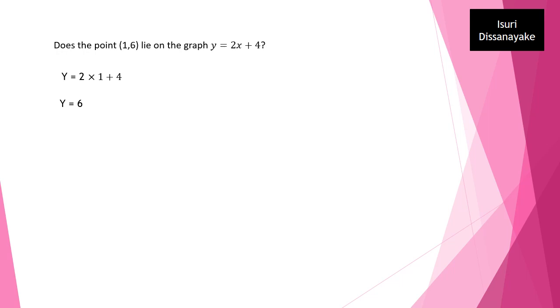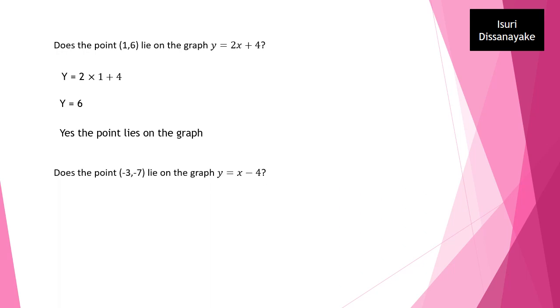I'm not going to show this graphically. If you want, you can assign some x coordinates, get the y coordinates and draw it, and see that (1, 6) would be a point on the straight line. So our conclusion is yes, the point lies on the graph.